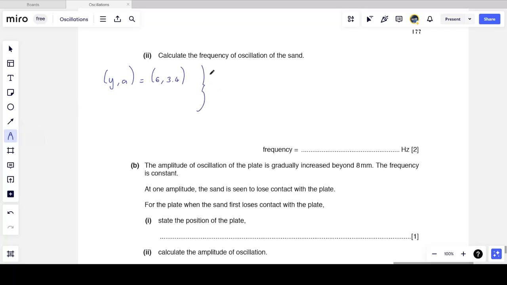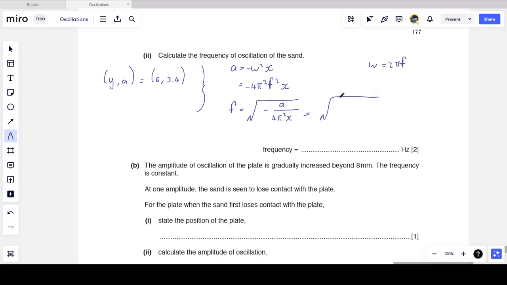And again, I go a is minus omega squared x, which is minus 4 pi squared f squared times x. Don't forget that omega is 2 pi f. The angular frequency is 2 pi times the frequency. And so f is the square root of minus a divided by 4 pi squared x. I can now put in my values.